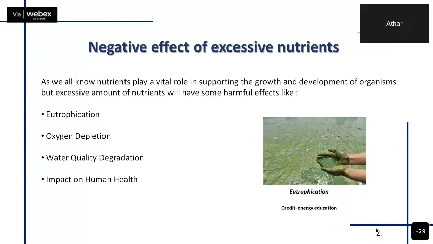Third is water quality degradation. Water quality degradation occurs when there are too many nutrients in water, which makes the water unclear, dirty, and smelly, which leads to water quality degradation. Fourth one is the impact on human health. Nutrient pollution can harm humans through contaminated drinking water and seafood.